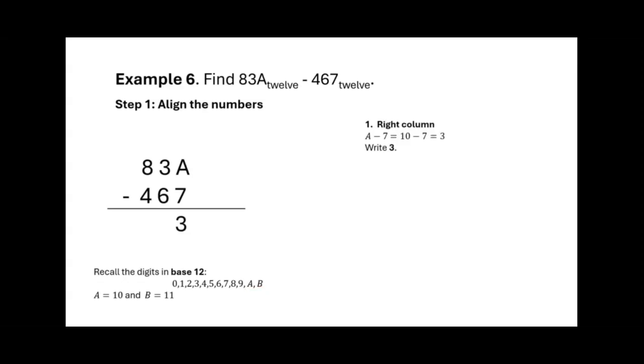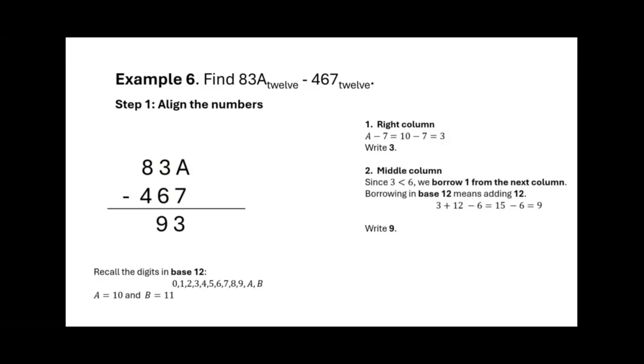So when I do the first subtraction, A minus 7, that's equivalent to 10 minus 7, which is 3, so I write down a 3. Again, on the next column, I encountered the same problem, where 3 is smaller than 6. So I need to do the whole process again of borrowing 1 from the next place value. It becomes a 7. And since I'm on base 12, I add 12 to the 3. So 12 plus 3, that's going to be 15, minus 6, that'll make it 9.